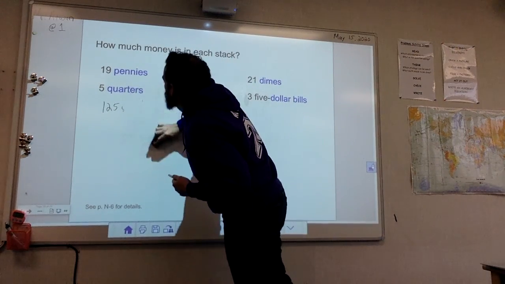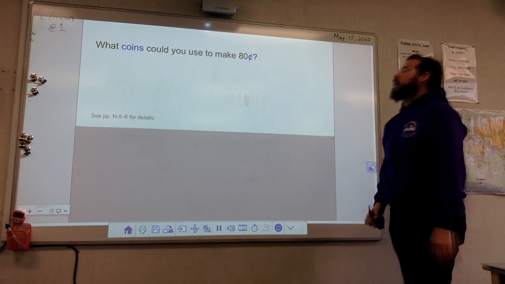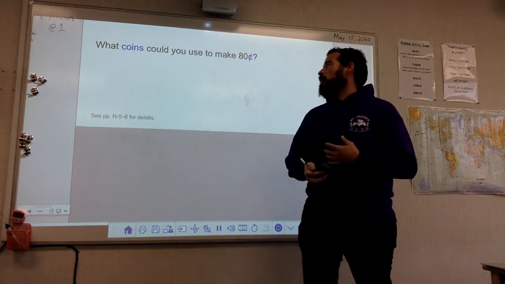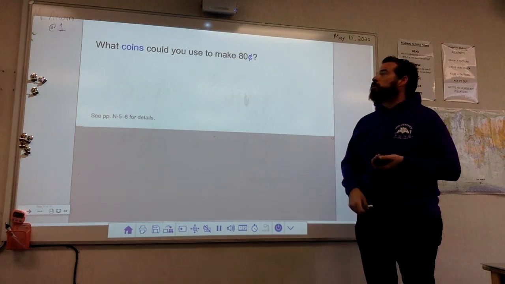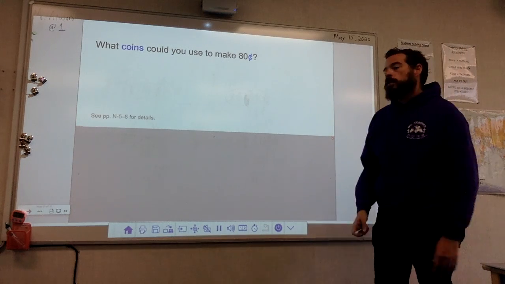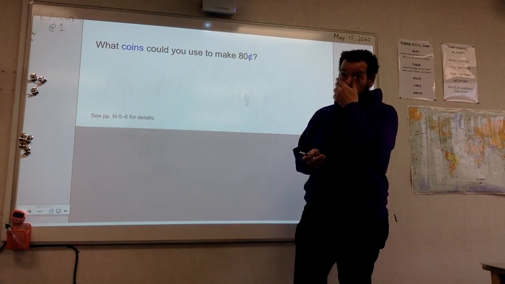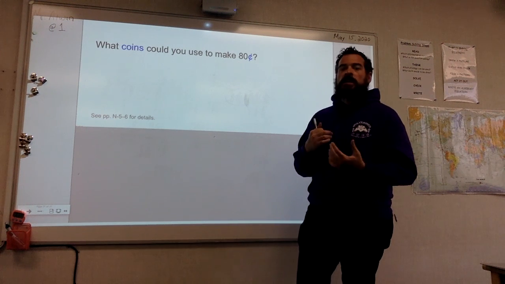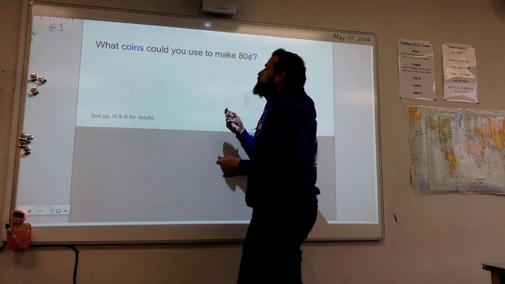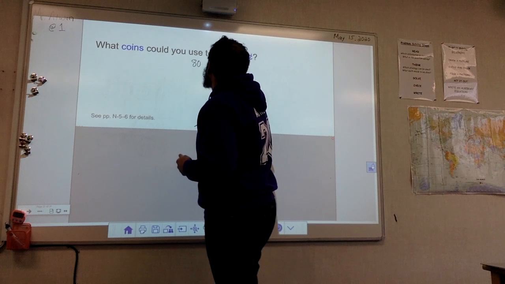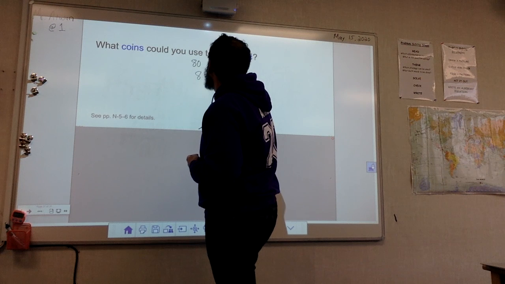And now we are coming to our final page in this. And this will just be some questions on what coins you can use to make a certain amount. So think about this question. What coins could you use to make 80 cents? Now, there are different answers because there are different ways, since we have different denominations of coins, that we could get to 80 cents. One way we could do is use 80 pennies. So that could be one answer. 80 pennies.